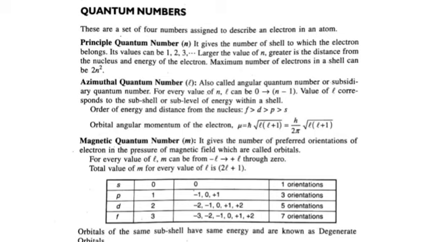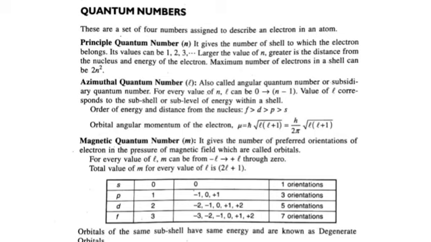It gives the number of preferred orientations of the electron in the presence of a magnetic field, which are called orbitals. For every value of l, m can be from minus l through 0 to plus l. The total number of values of m for every value of l is 2l plus 1. If I talk about the s orbital, l is 0, so the magnetic quantum number is 0, but 1 orientation.